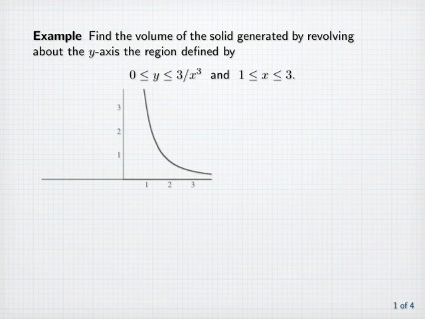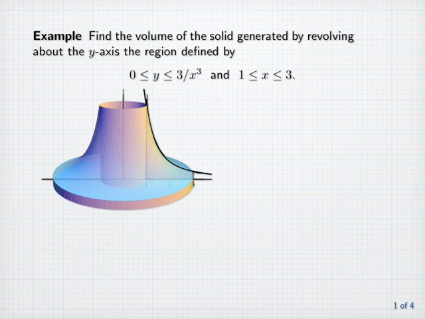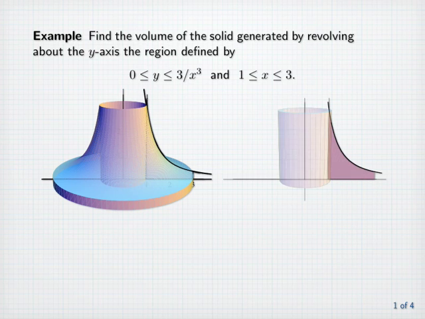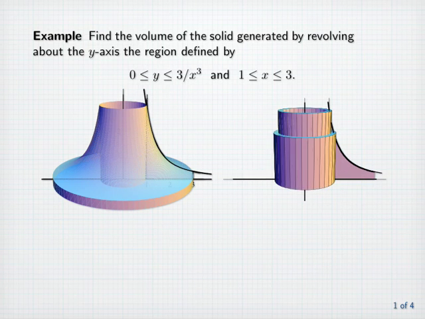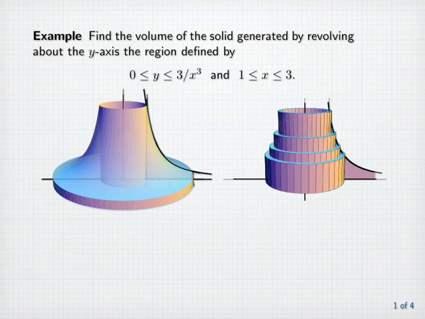Now here's the graph of y equals 3 divided by x cubed and the region of interest between x equals 1 and x equals 3. The solid obtained by revolving the region about the y-axis looks like this. We'll approach the volume calculation by thinking of approximating the solid with cylindrical shells. This animation shows an approximation with 10 cylindrical shells added one after another.